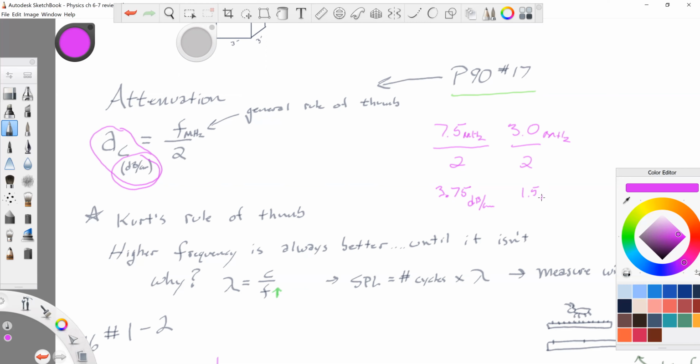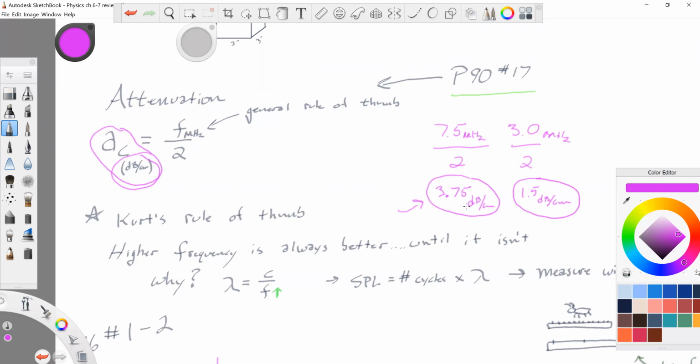Let's see, decibels per centimeter. So, okay. Now you can see why we get concerned about their different frequencies. This guy is attenuating much faster. More than half. Remember the 3 decibel rule? The 3 decibel rule is half attenuation.